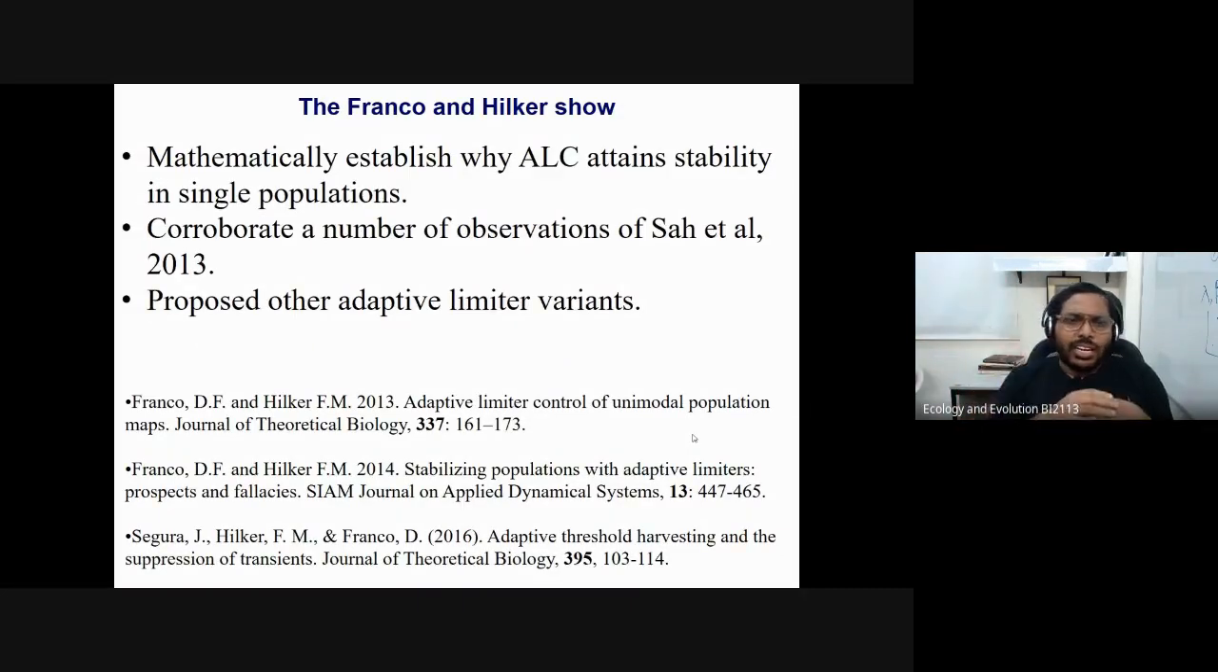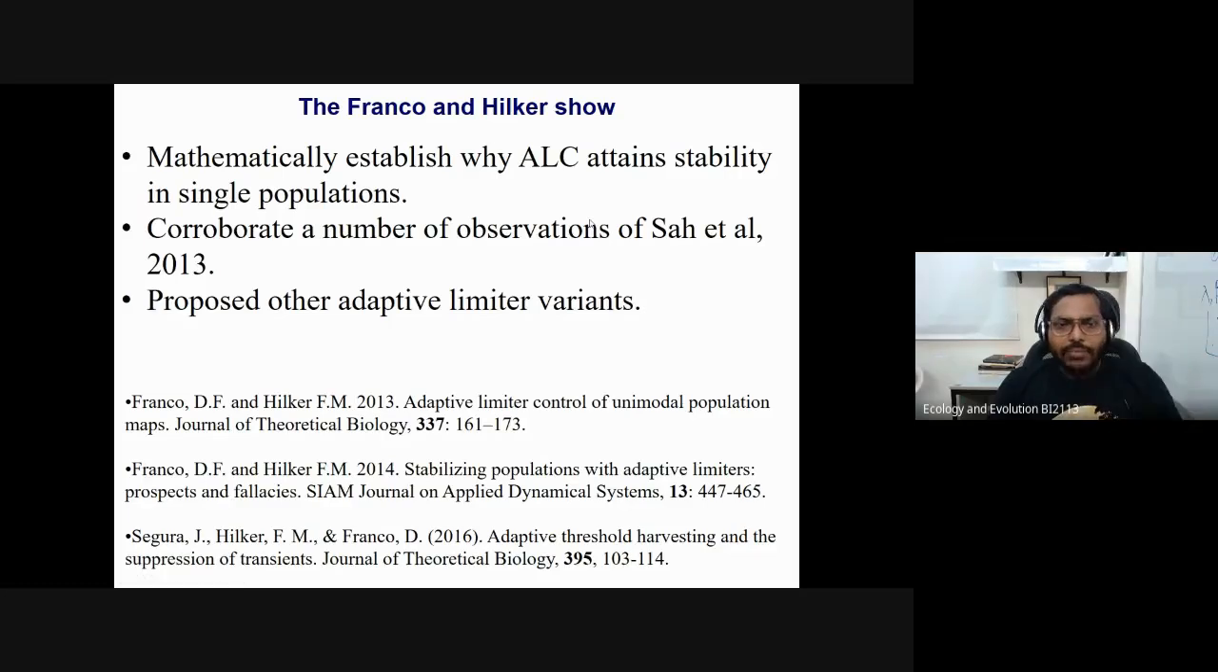This is a completely unreadable paper, at least for normal biologists like me. It has got theorems and lemmas and God knows what, but at the end of it, it nicely says that this is why ALC works. And in the process, many other things that we had just put out as experimental observations, they ended up putting all of that on very firm mathematical footing.